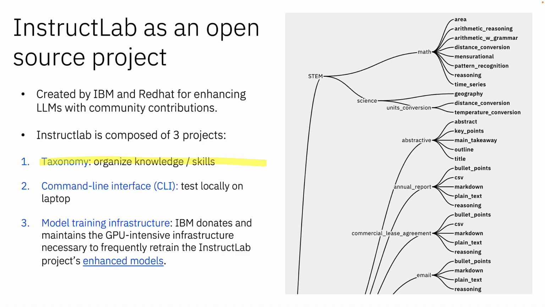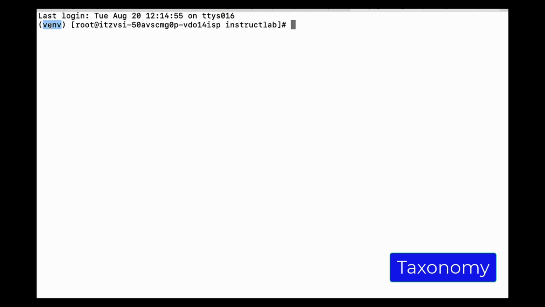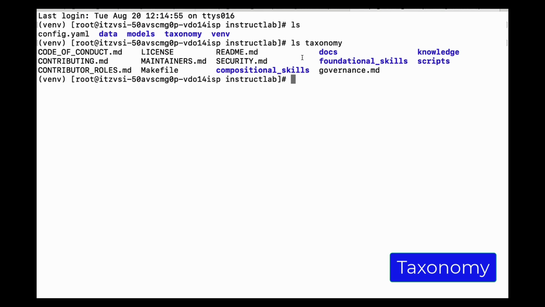Taxonomy is a critical component of the InstructLab open source project. It is a way to allow new knowledge and skills to be added in a very organized way. Here we are already in the virtual environment in our VM, and our current working directory is the InstructLab folder. If we run the list command, you will see that we have a folder called taxonomy, and inside the taxonomy we have three main categories.